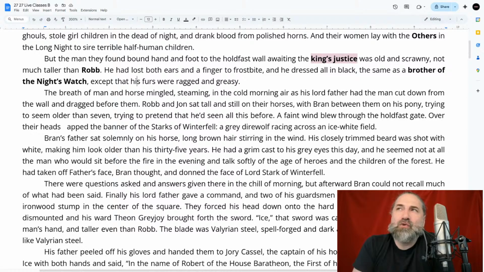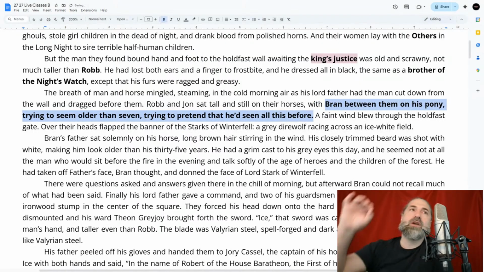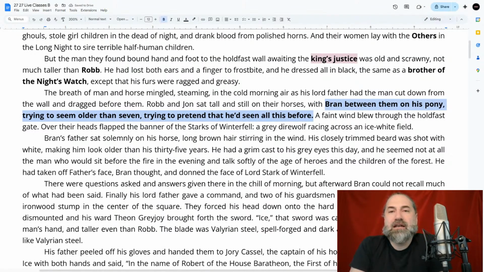A faint wind blew through the holdfast gate over their heads. This should be flapped. Flapped the banner of the Starks of Winterfell, a grey direwolf racing across an icy white field. All right, a couple things. Bran is on his pony trying to seem older than seven, trying to pretend that he's seen this all before, which is technically a position. We are creating the position that Bran is like, hey, yeah, I've seen this all before, because he wants to look good in front of his family. Okay? So that's going to be challenged. Obviously, when he sees the beheading, he's going to be like, oh, that was a little too much for me.